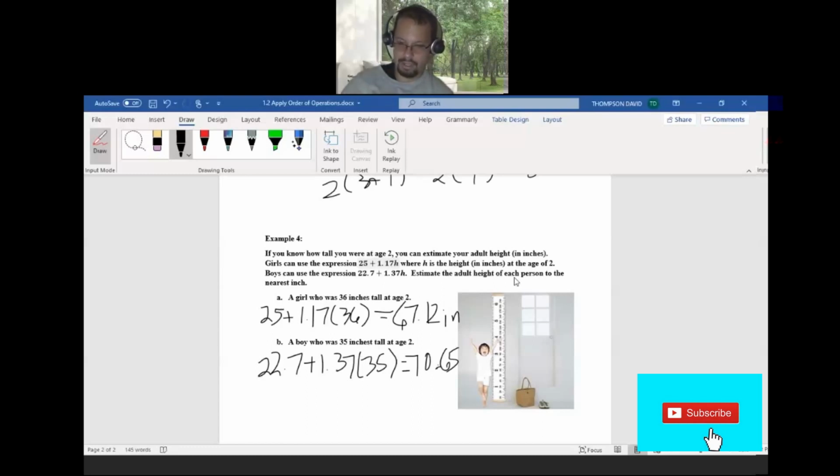We know there's 12 inches equals 1 foot. So 35 inches and 36 is roughly 3 feet. So if we divide 67.12 by 12, the girl is roughly 5'6". And the boy, 70.65 divided by 12, the boy will be roughly 5'9".